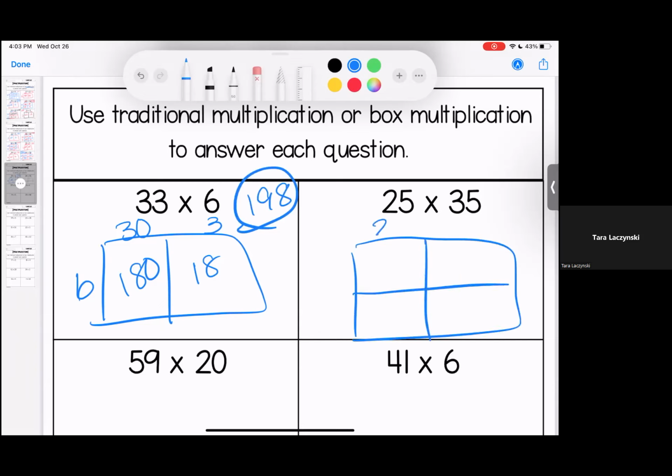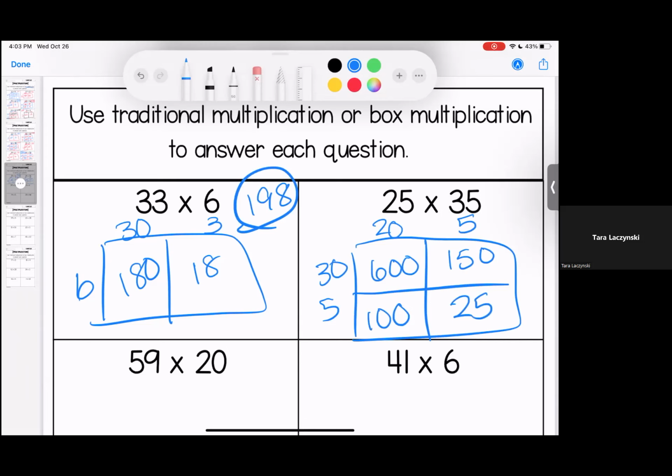25 times 35. 20 and 5, 30 and 5. Split it and multiply. 3 times 2 is 6. We have 2 zeros. 3 times 5 is 15 with 1 0. 5 times 2 is 10 with 1 0.